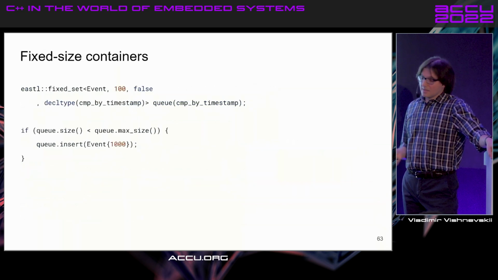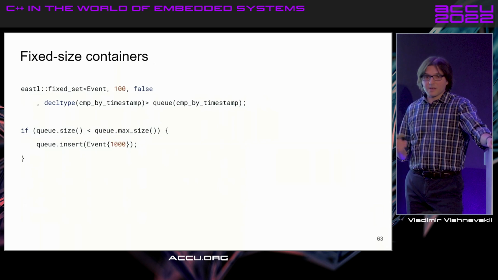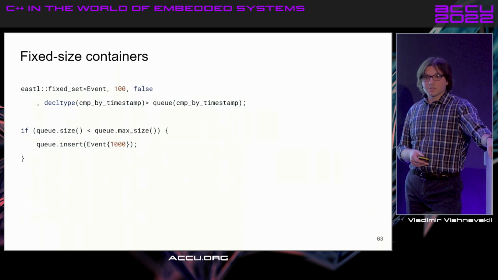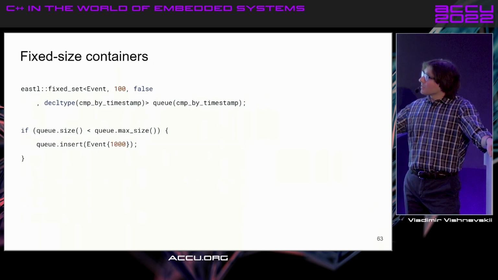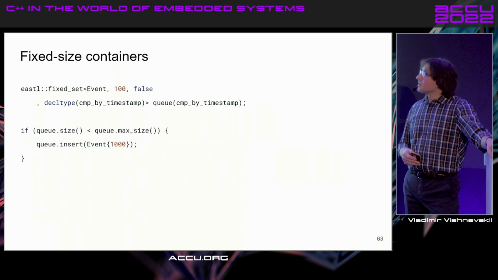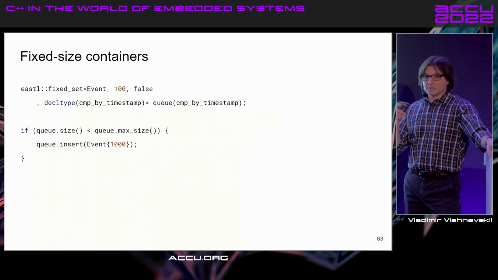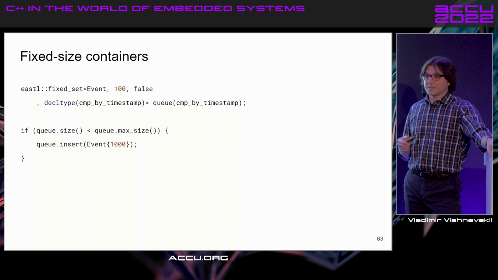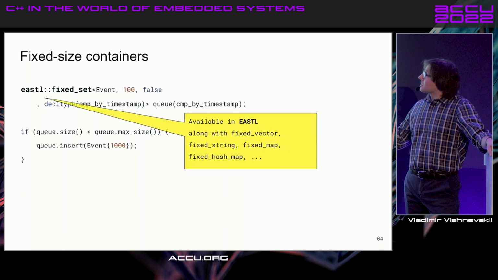So maybe we can go to some containers that are in fact block containers, but also have a fixed size. Again, the ESTL is very helpful here, because we can see that there is, for example, a fixed set that allows us to predefine the maximum size of the set, and it implements the tree structure internally, but at the same time uses static storage.